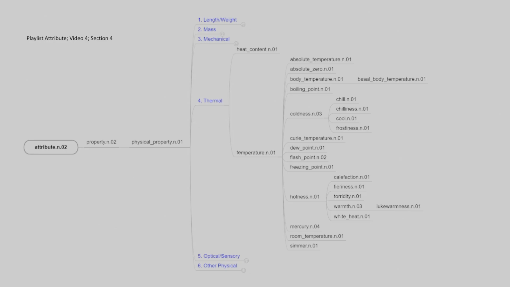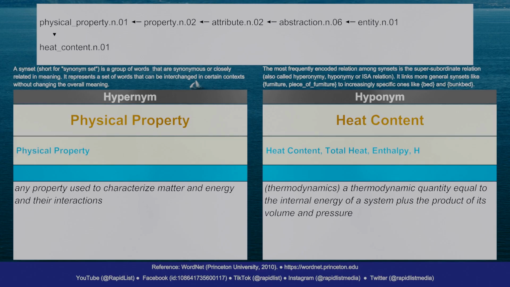Section 4. In this section we will explore thermal properties such as heat content and temperature. Heat content. Thermodynamics, a thermodynamic quantity equal to the internal energy of a system, plus the product of its volume and pressure. Enthalpy is the amount of energy in a system capable of doing mechanical work.